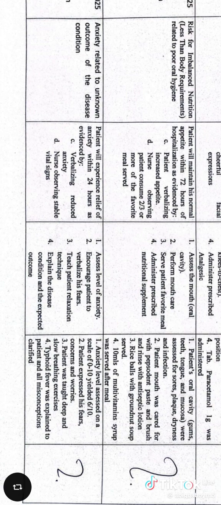The patient's oral cavity was assessed. That's the gum, the teeth, the tongue, and the mucosa. They were all what? Assessed. We are assessing them for sores. We are looking for plaque, for dryness, and maybe for what? Infection. All right. Then the patient's mouth was also cared for with Pepsodent paste and soft toothbrush, and then a rinse with antiseptic mouth lotion. Then 10 mils of multivitamin syrup was also served after meal.